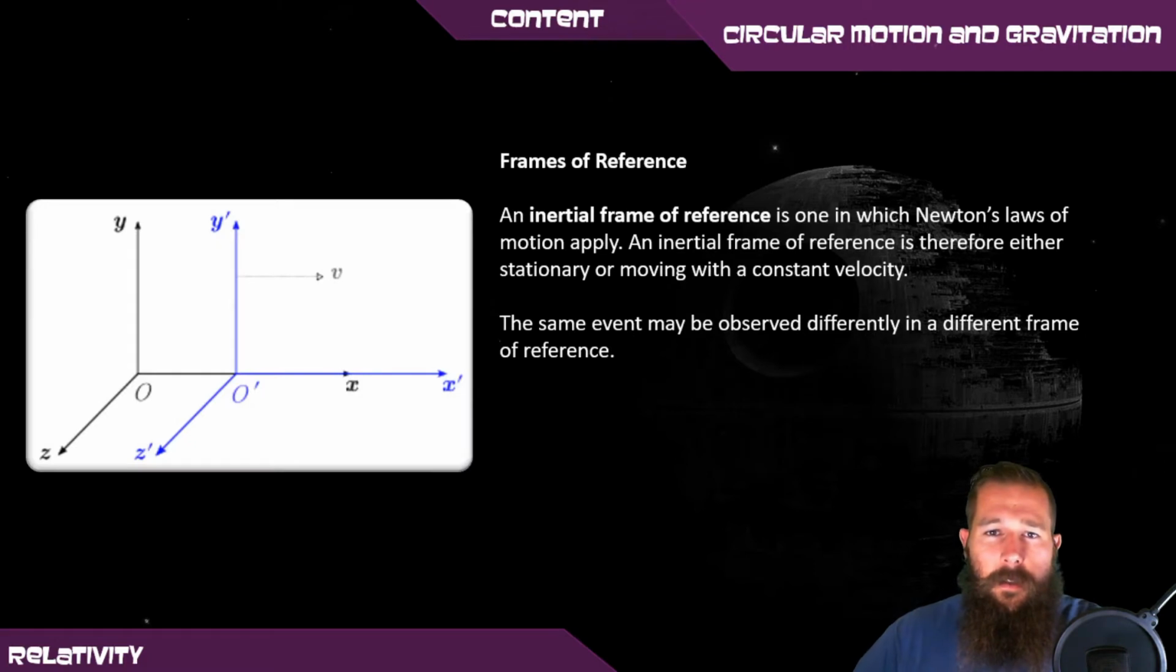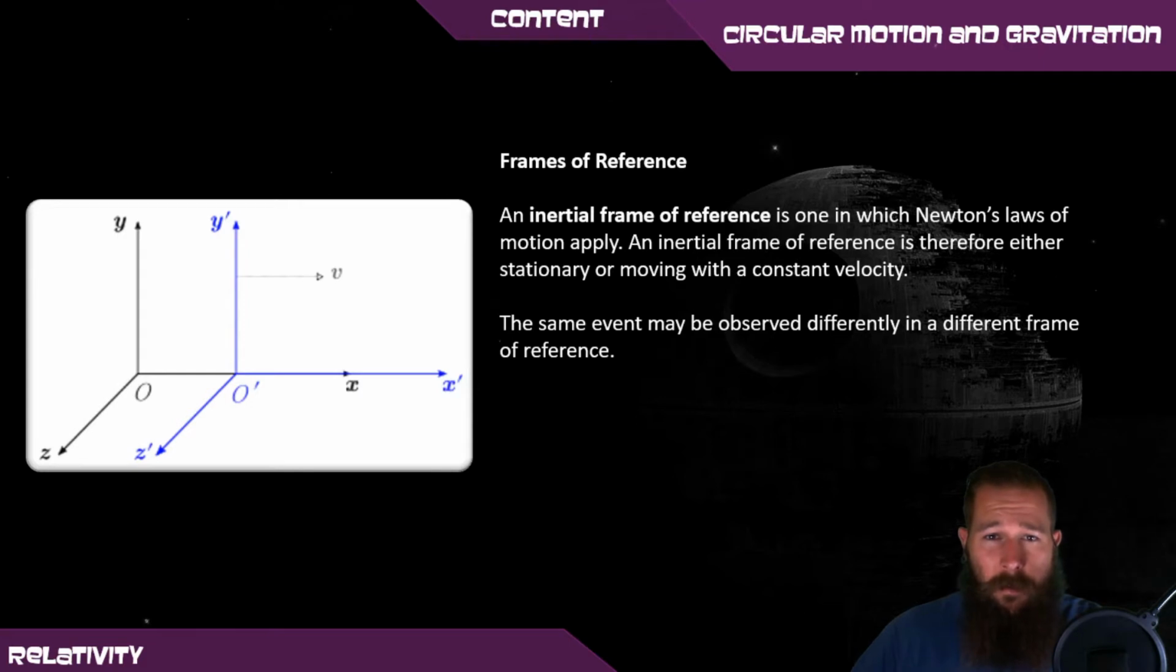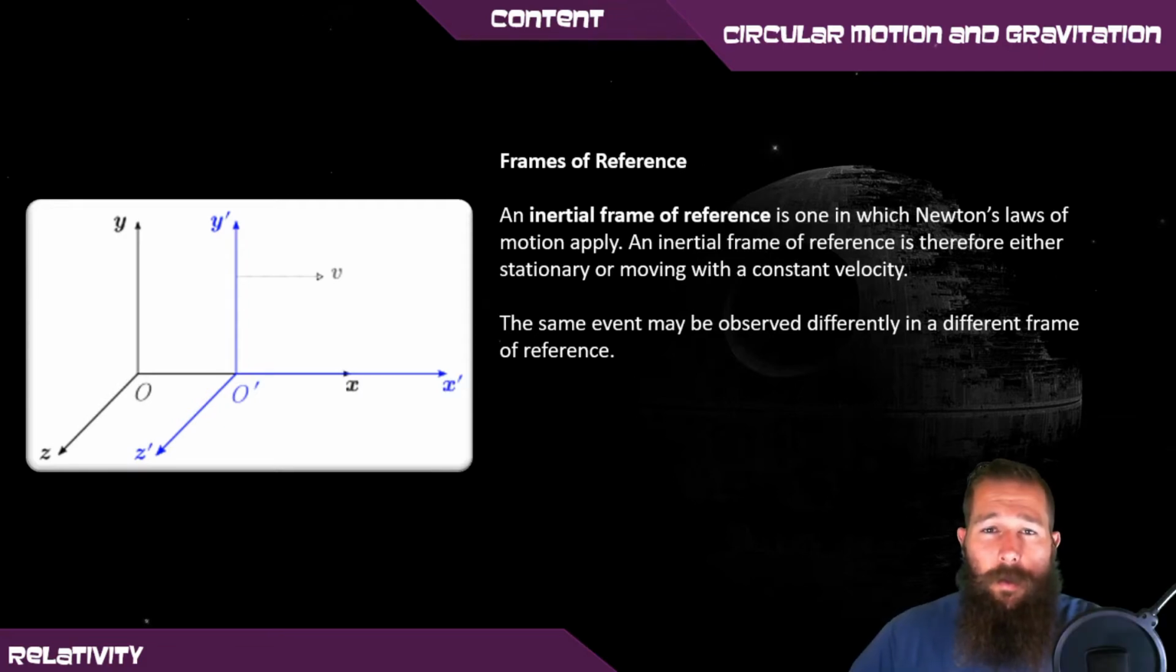Before I get to the theory, firstly I'd just like to bring up a new definition, which is frames of reference. An inertial frame of reference is one where Newton's laws of motion apply. So this frame of reference is either stationary or moving with a constant velocity. Now, if we were looking at the motion of an object, that object may be observed differently by someone else looking at it from an alternative reference frame. I'll go into a little bit more detail about that in a couple of slides.